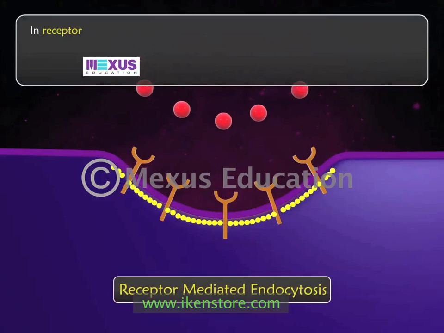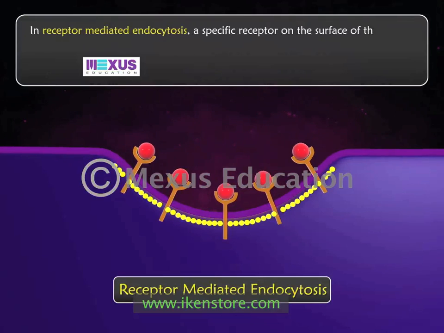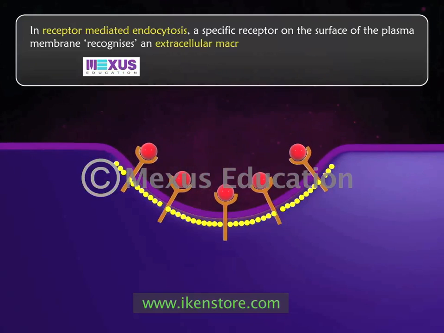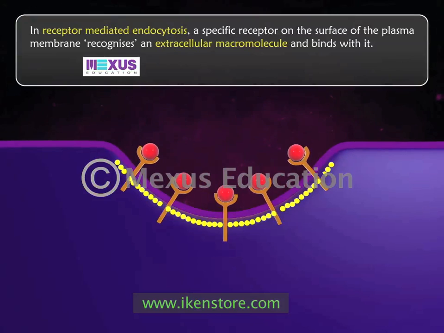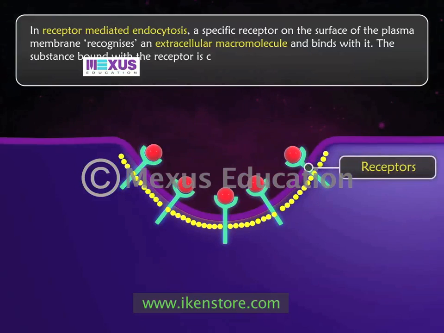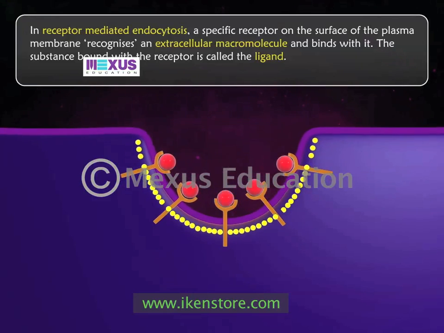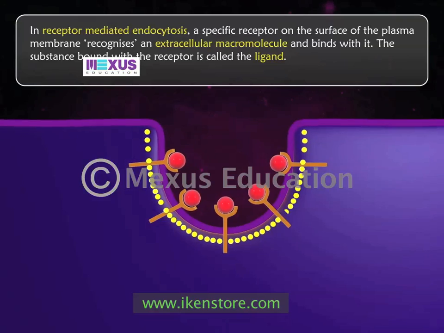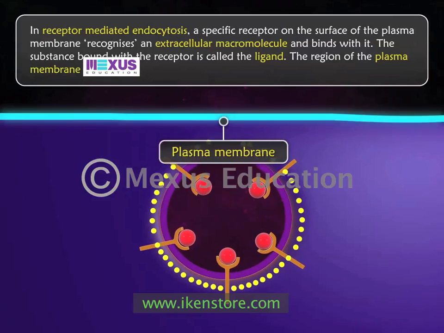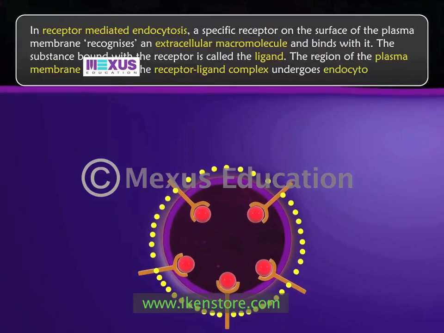In receptor-mediated endocytosis, a specific receptor on the surface of the plasma membrane recognizes an extracellular macromolecule and binds with it. The substance bound with the receptor is called the ligand. Examples of the same are viruses, small proteins like insulin, etc. The region of plasma membrane containing the receptor-ligand complex undergoes endocytosis.